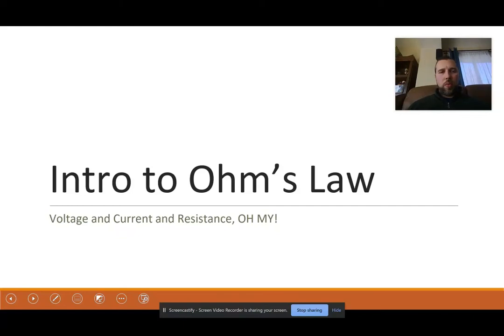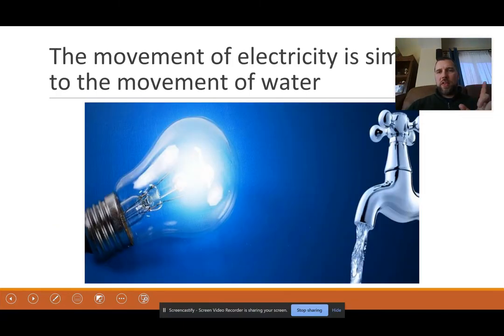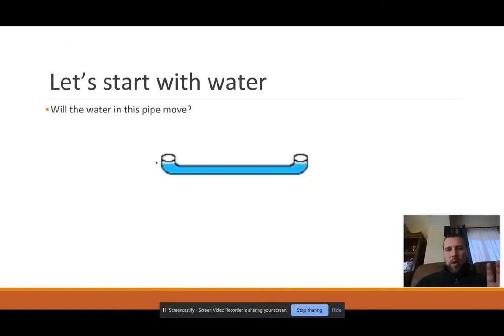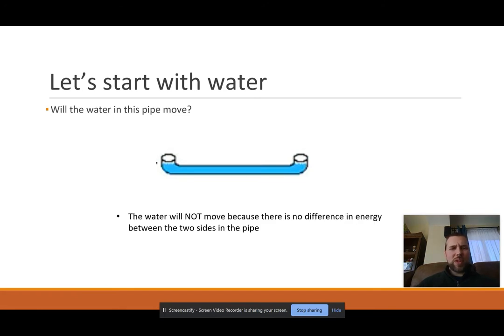All right, so let's talk about Ohm's law, voltage, current, resistance. First, an analogy. So we're going to relate this to water instead. So if we look at this pipe, there's no difference from end to end. Is the water going to move? No, of course it's not going to move. There's no difference in energy.